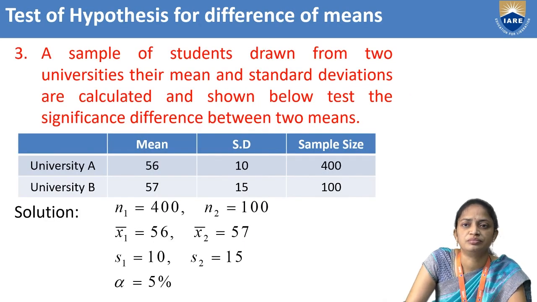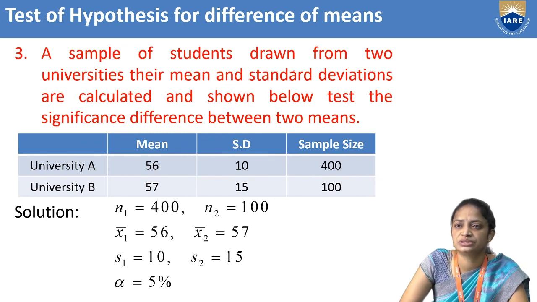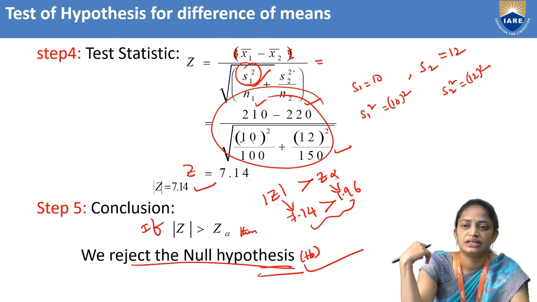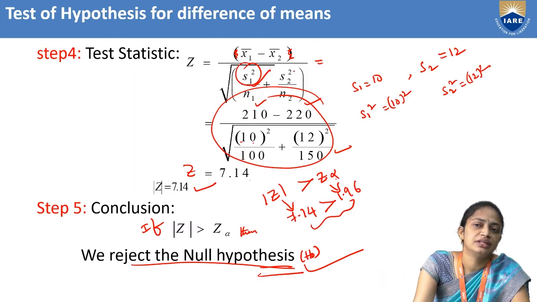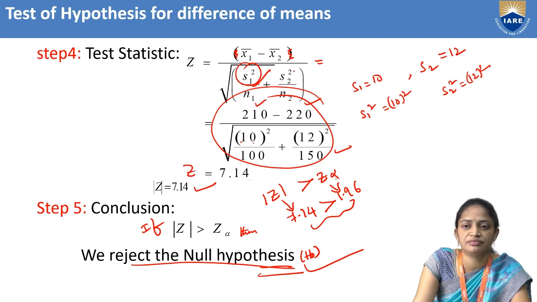So next problem. Our next problem is a sample of students. I am closing the session. So here our answer is that there is a significant difference between means.